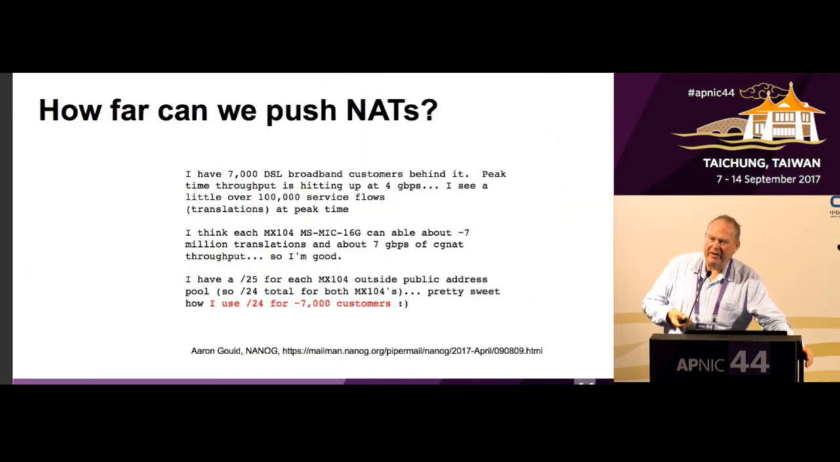Okay, so how far do they go? This is NANOG earlier this year. He uses a single /4 for 7,000 customers. He seems to be doing just fine. I am totally impressed with this.